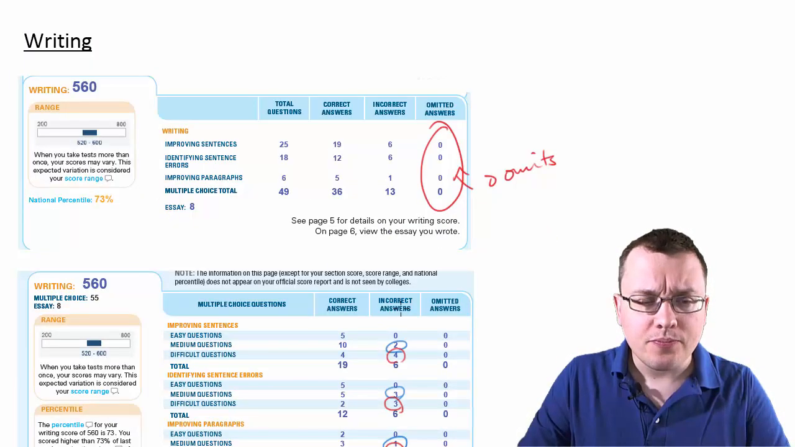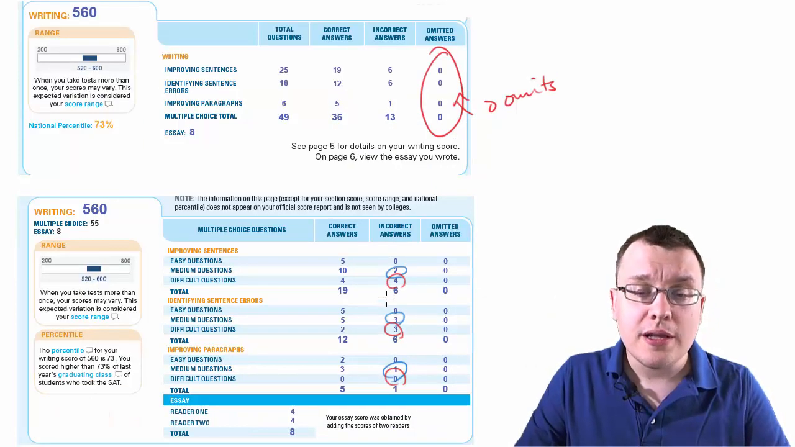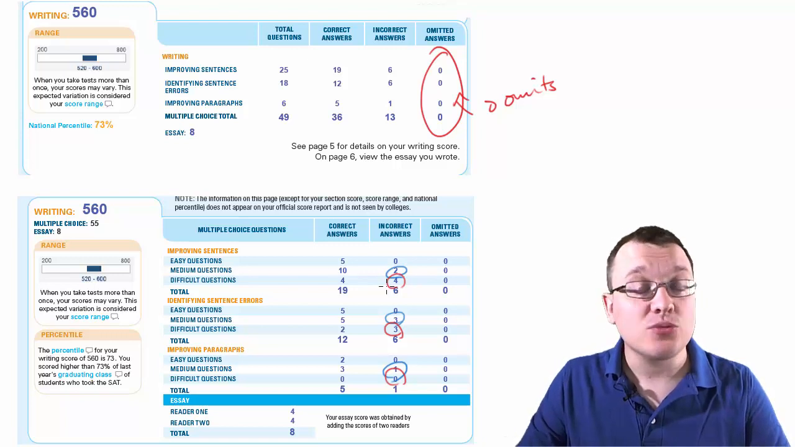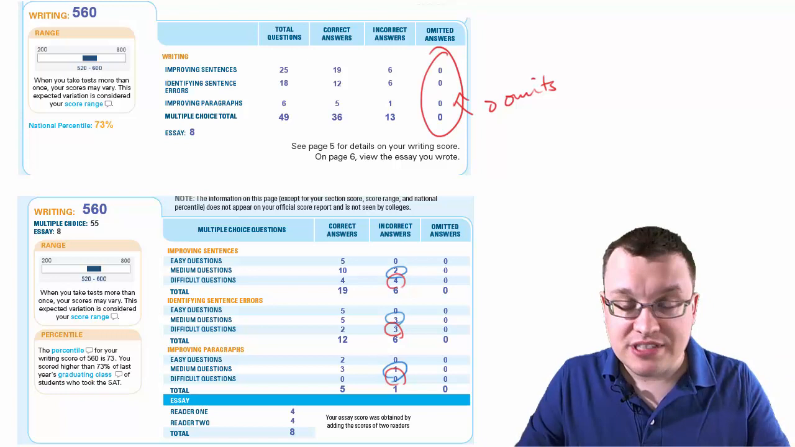And then finally, for the writing, again, make sure you've got 0 omits in your multiple choice. Make sure you focus on those easy and mediums. That's where a lot of students miss points. Once you figure those out, then you can worry about the hards, same as in the math.